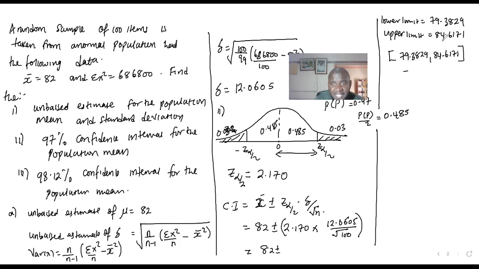So there's a lot of understanding here. What you're predicting, the confidence you're predicting, is that you are sure the mean of 82 lies within 79.3829 and 84.617. And at what percentage are you sure? You are at 97% confidence.